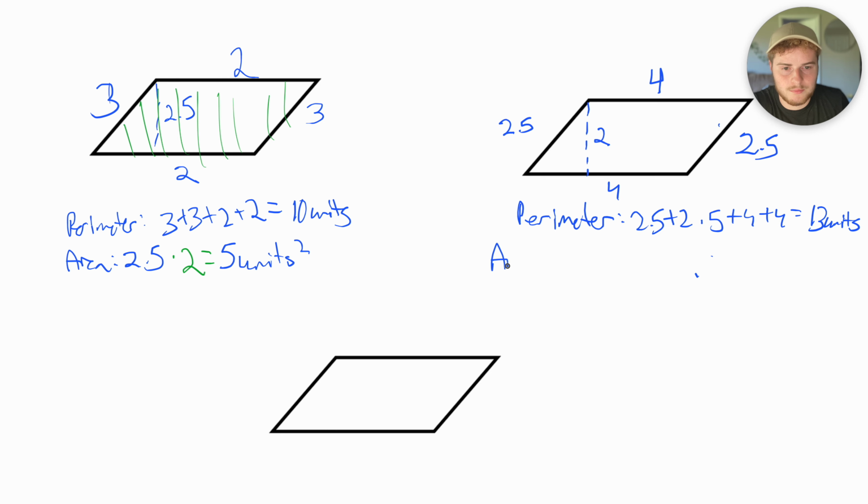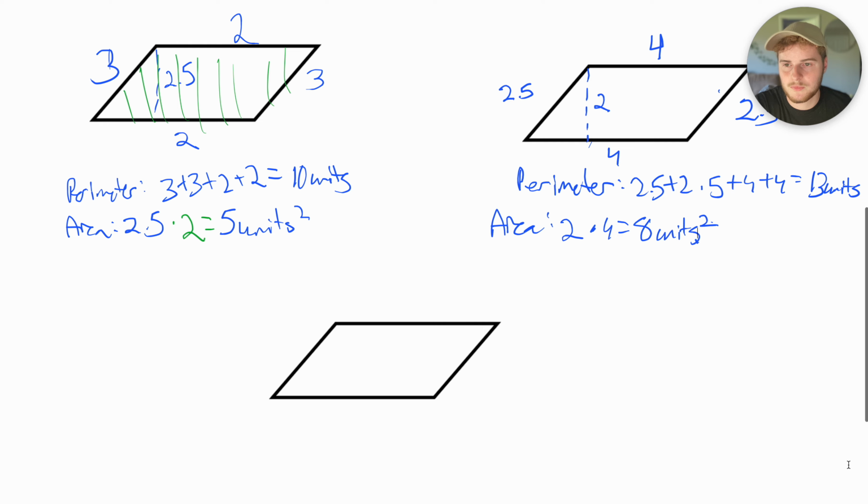Now area, we can see that we're given a height of 2 to start with, times a base of 4, which would be 8 units. Then it's squared because we're working in 2 dimensionals, because we're multiplying side lengths to find the area within the shape.